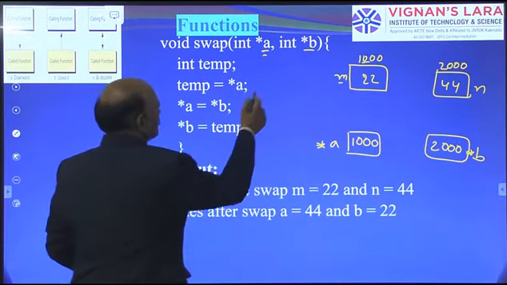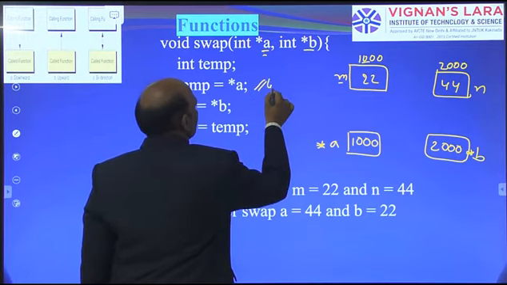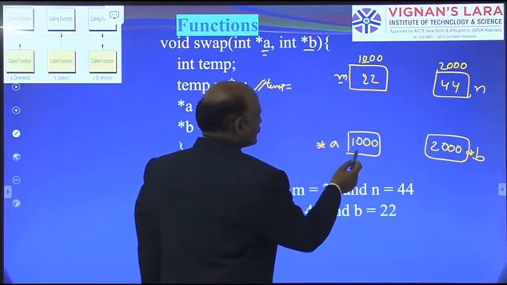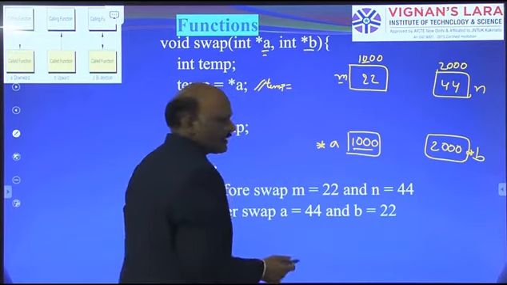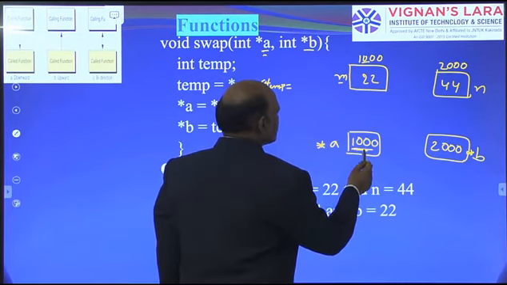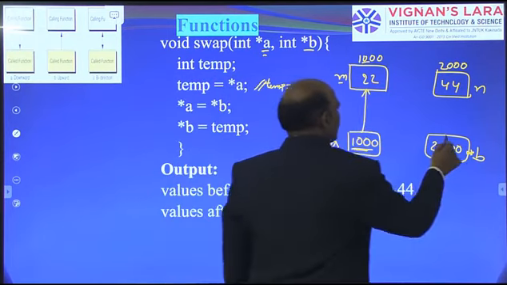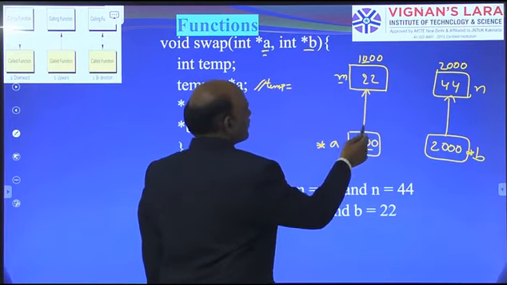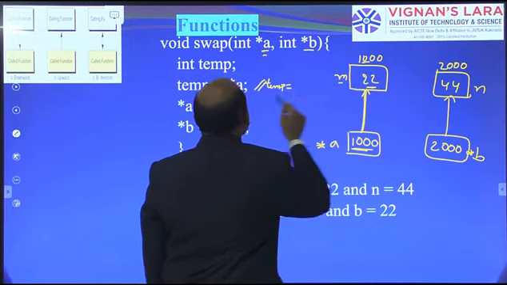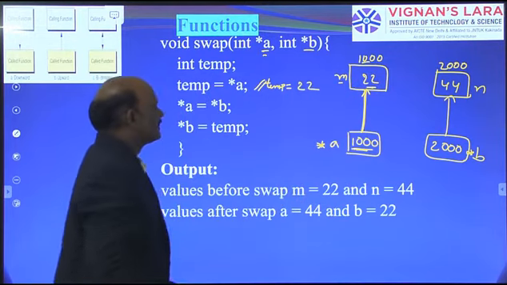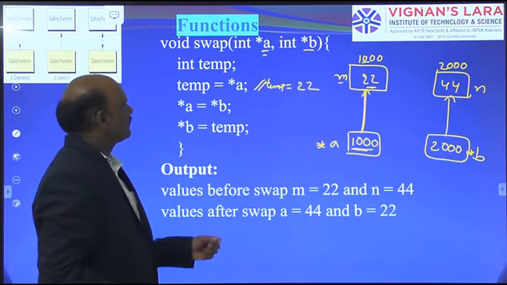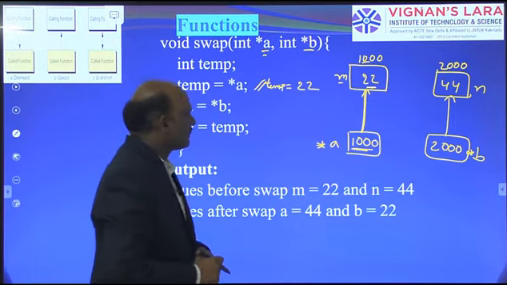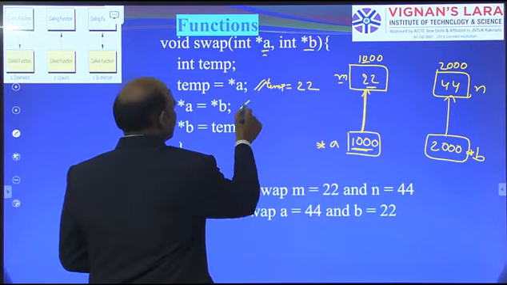Now, take temp equal to *A, which is nothing but the value which the pointer points to. A is the address, the address of M, right? So *A is the value which the pointer points to. What is the value at address 1000? It is 22. So temp equals 22.